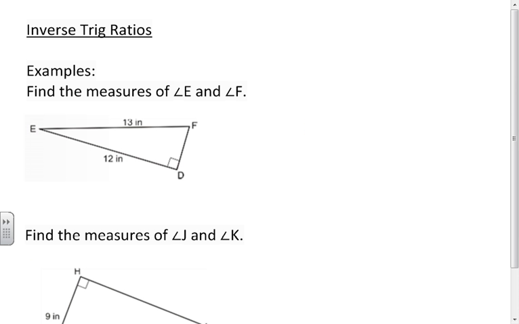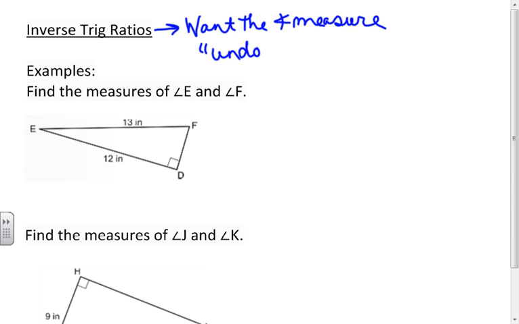Now, the inverse trig ratios. Sometimes we want the angle. So inverse trig is when you want the angle measure. So what we're going to do is undo the ratio. We're going to find the ratio, and then we're going to use our calculators to figure out what angle produced that relationship. So we want to find the measure of angle E.